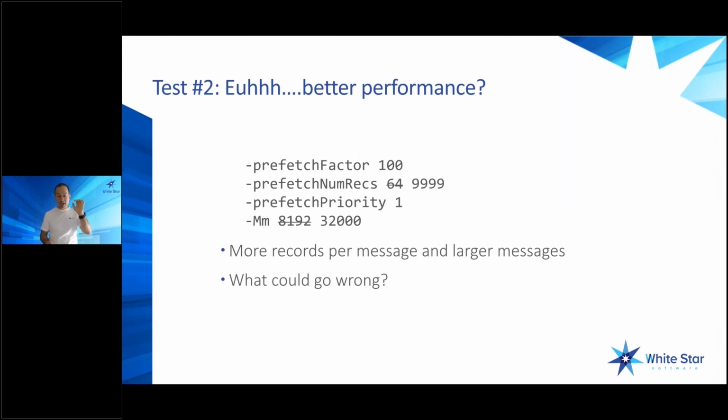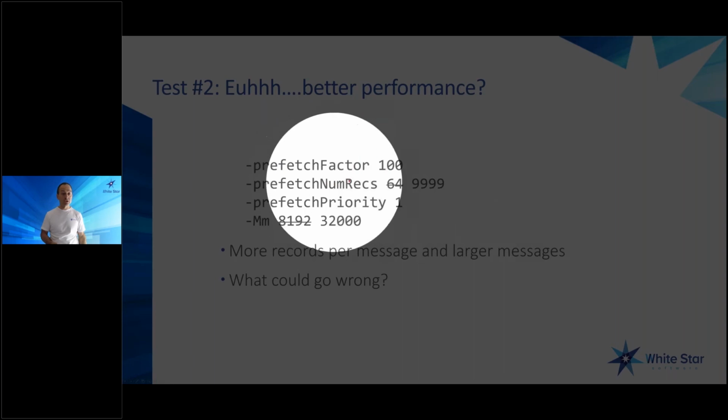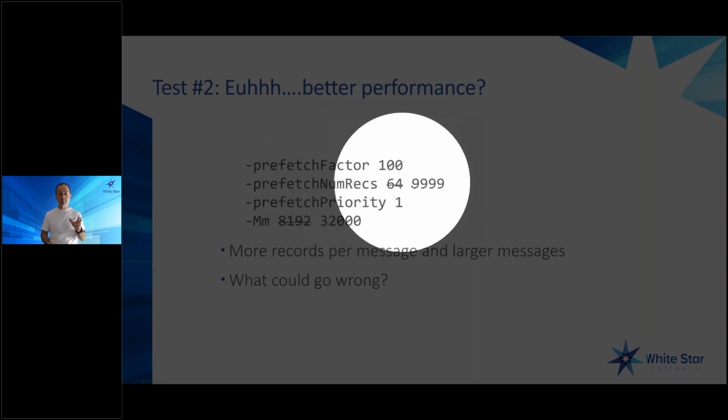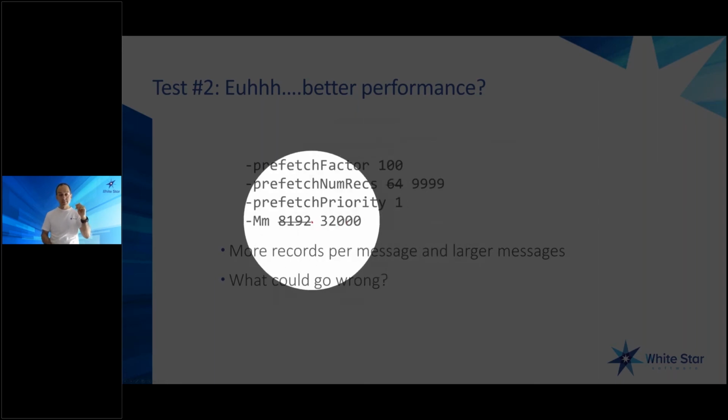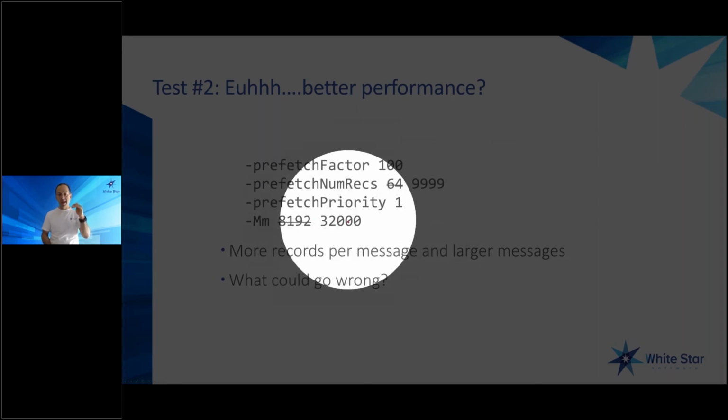I want to jam as much stuff as possible here. So I'm going to increase my numrecs from 64 to 9999. That's what I told you earlier was my basic number. I use this all the time. And I'm going to increase my message buffer size from 8K to the maximum supported value of 32,000, right?